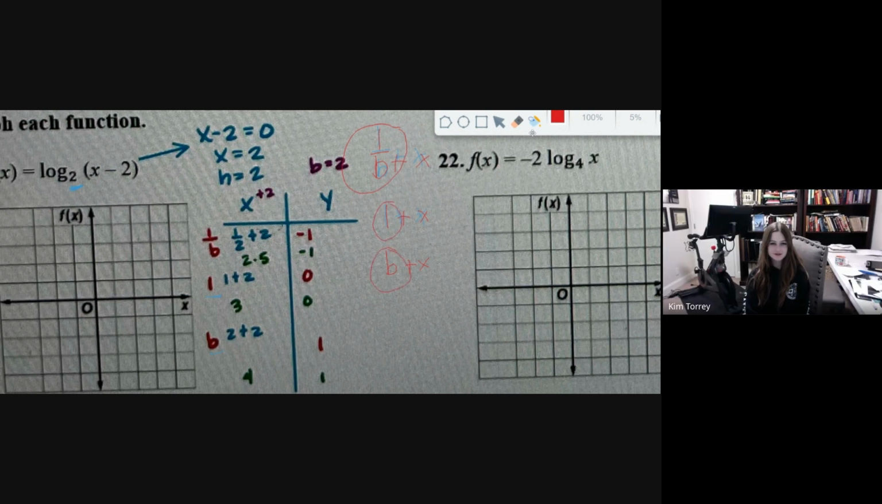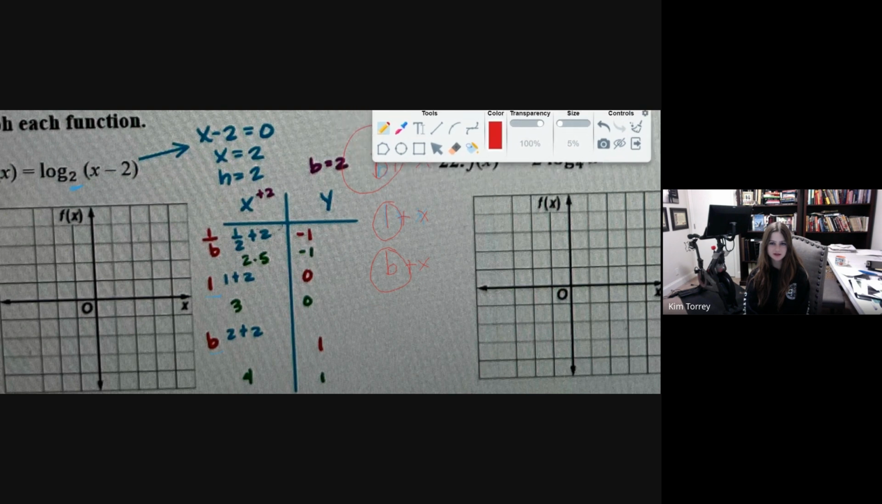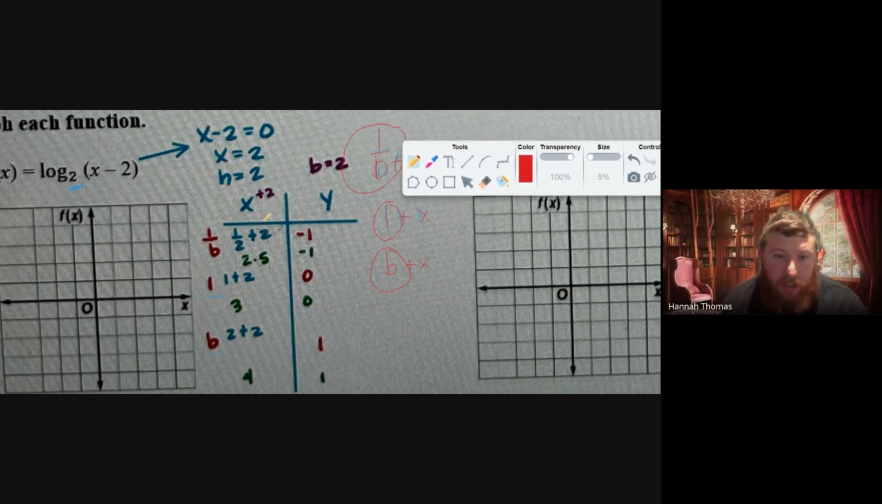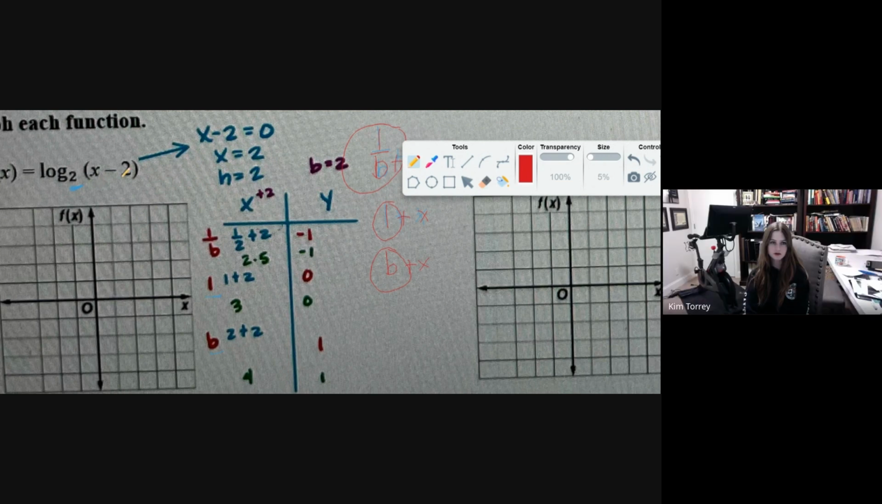What was different from this and what you did? Yeah, I do a t-chart where I just choose random values for x and then plug it in.